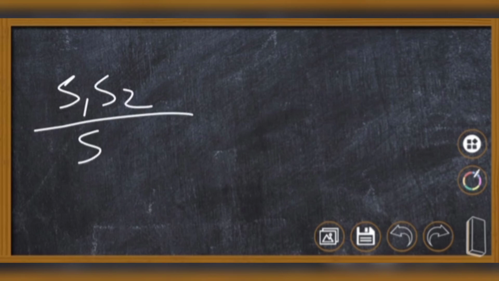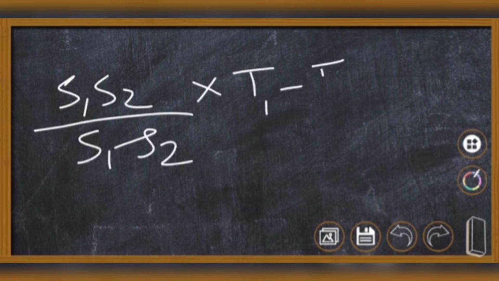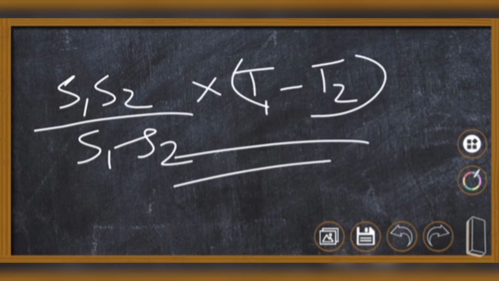Here now we can use the formula directly when this type of question is asked. What is the equation? S1 S2 divided by the difference of S1 and S2, into the difference of the time. This equation can only be used when the distance is same. We will move on to the next question.